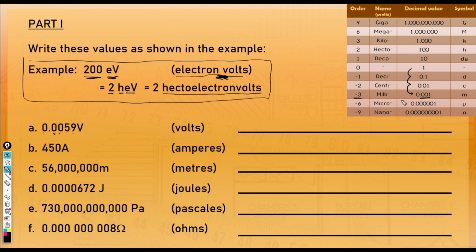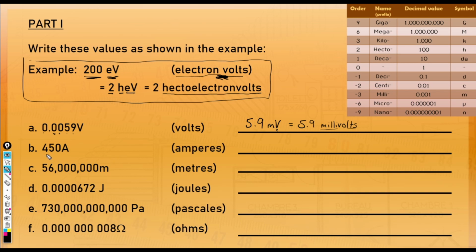Okay, so here, if we had 0.001 units, then we would have 1 milli-unit. That's how that would work. But in this case, we have 0.0059 volts. So that will, in fact, be 5.9 millivolts. 5.9 millivolts. And I'm just going to write it out in full as well there. And again, notice that I'm not using a capital V when I write millivolts out as a word. I only use it for the symbol.